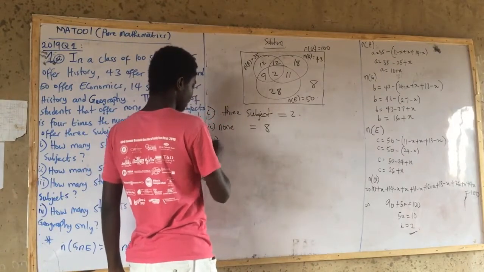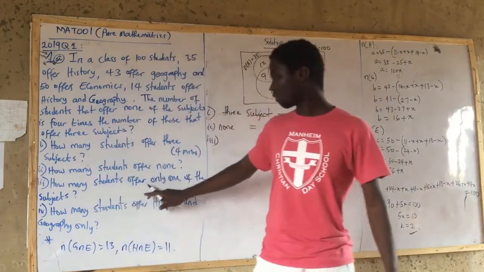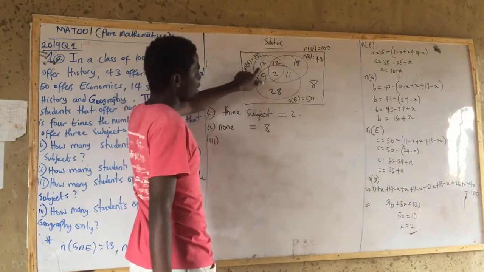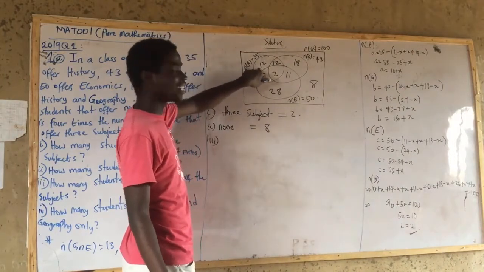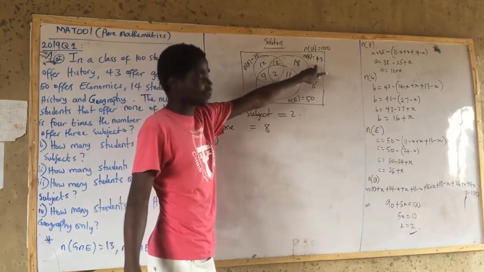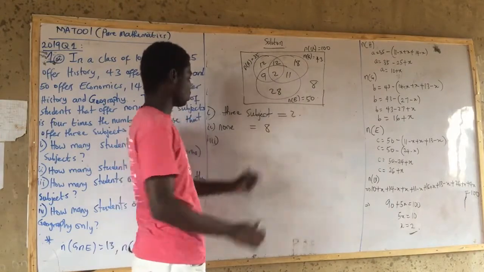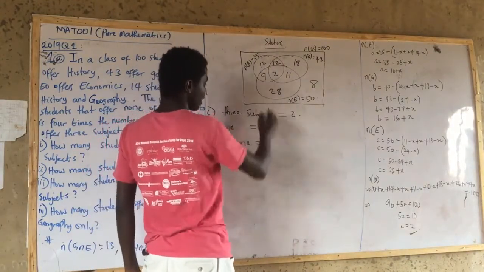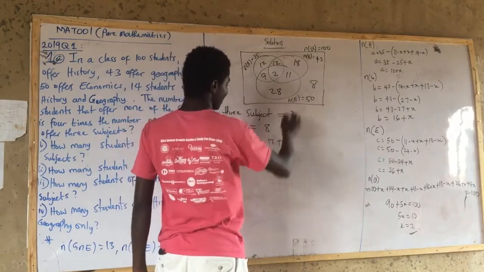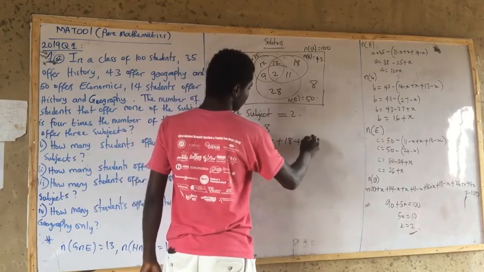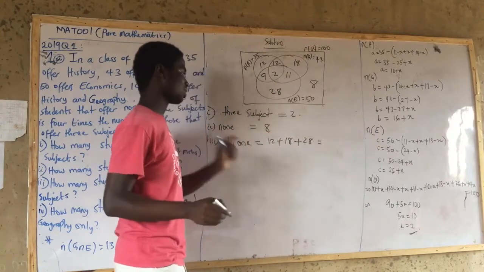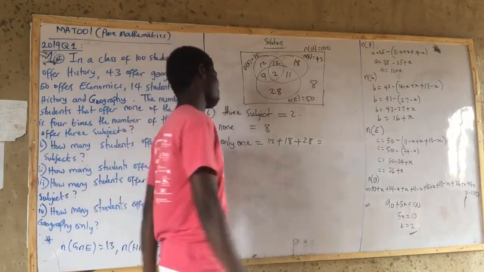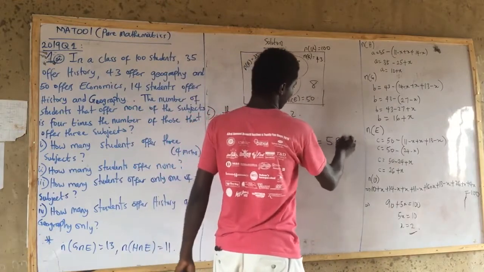The third one, how many students offer only one of the subjects? Only one means that this one studies only history, this one studies only geography, this one studies only economics. So only one means that we add 12 plus 18 plus 28. 12 plus 18 will give me 30. 30 plus this one will give me what?